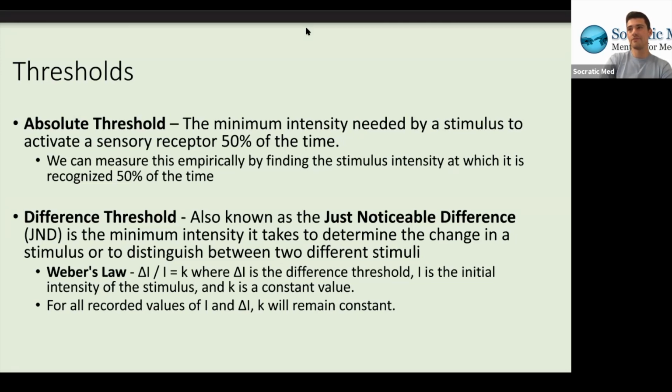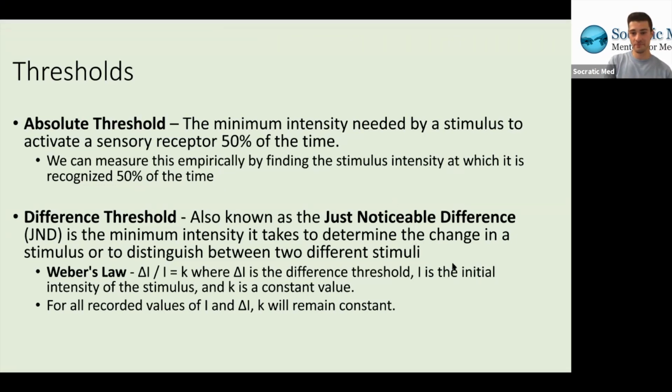So if you have, say, a weight that's 1 pound, and you add 0.2 pounds to it, maybe you don't feel the difference when you add 1.2 pounds to it. You add 1.3 pounds, you finally feel it. So the delta I, the difference threshold, is going to be 0.3 because that is the difference at which we can finally distinguish the difference between the two stimuli. And I is the initial intensity of the stimulus and K is a constant value.